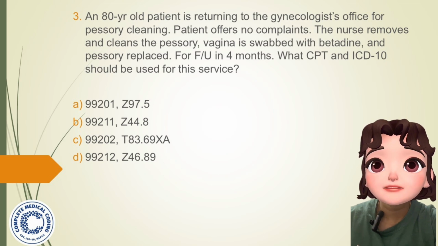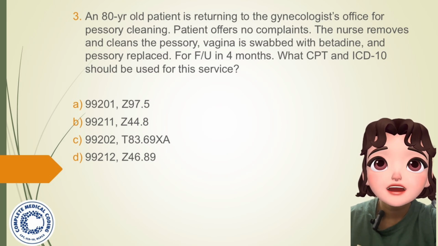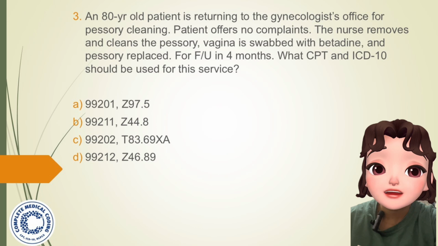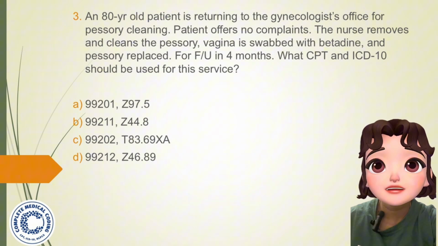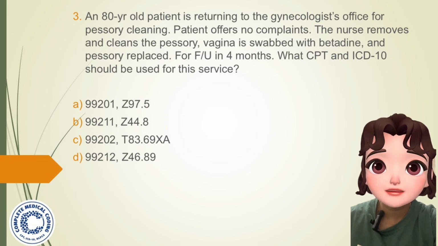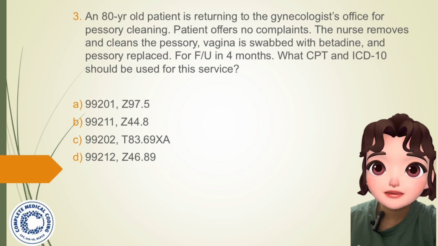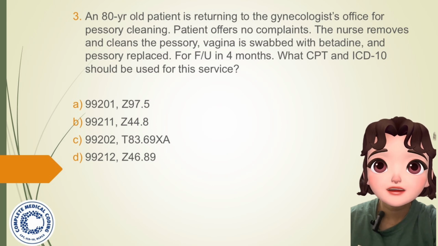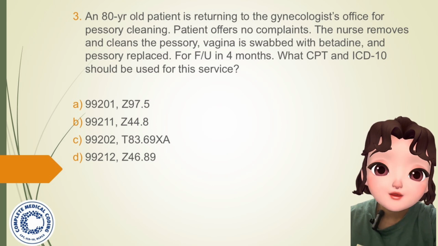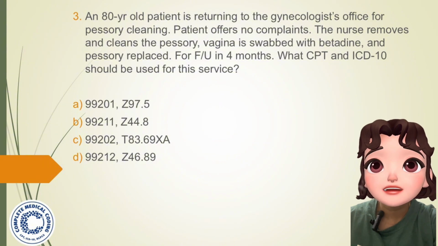What is the last one? Z46.89. Encounter for fitting and adjustment of other specified devices. Now we have a specified device as prosthetic device. So our correct ICD code is option B, Z44.8. Okay. So we already got the answer as option B, Z44.8.